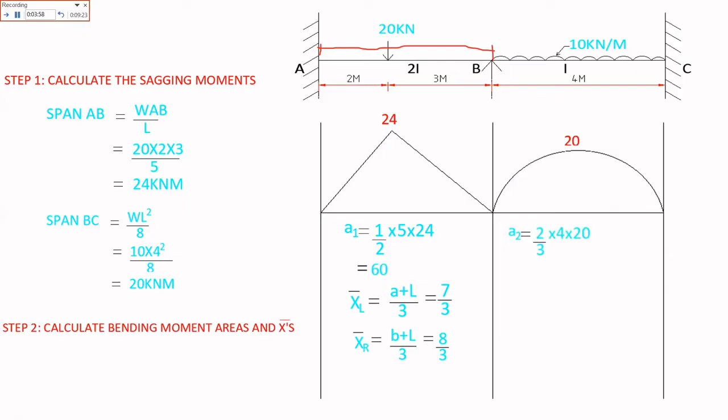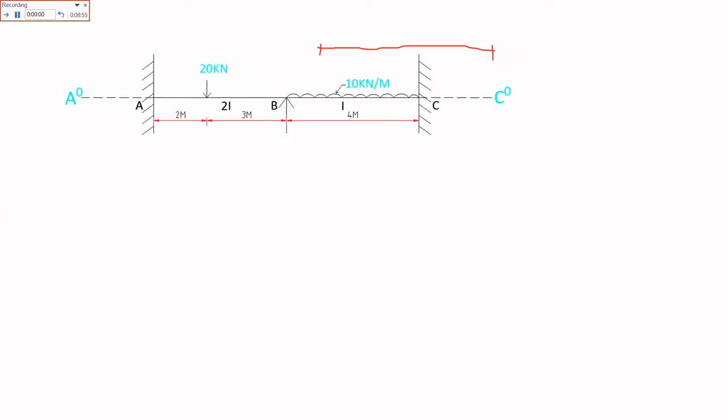So the next span, we go to span BC. The area of a parabola is 2 over 3 times base times height. So our base is 4 and our height is 20. Work that out, we get 160 over 3. The next parts are the same whether you're moving from left or right, since the parabola is symmetrical. It is basically 4 divided by 2, which is equal to 2 meters.